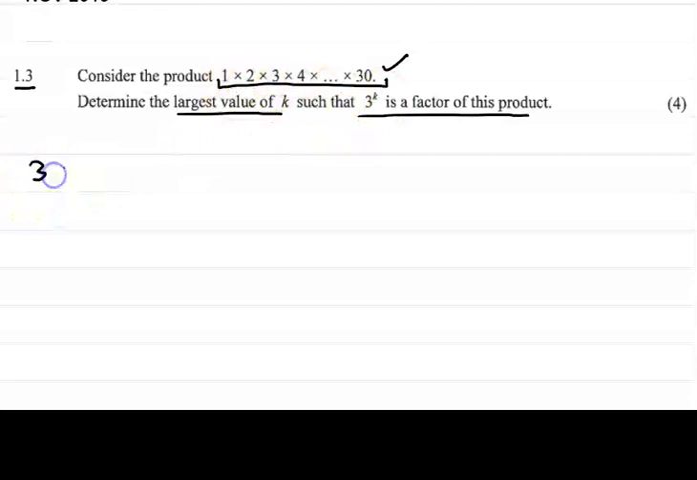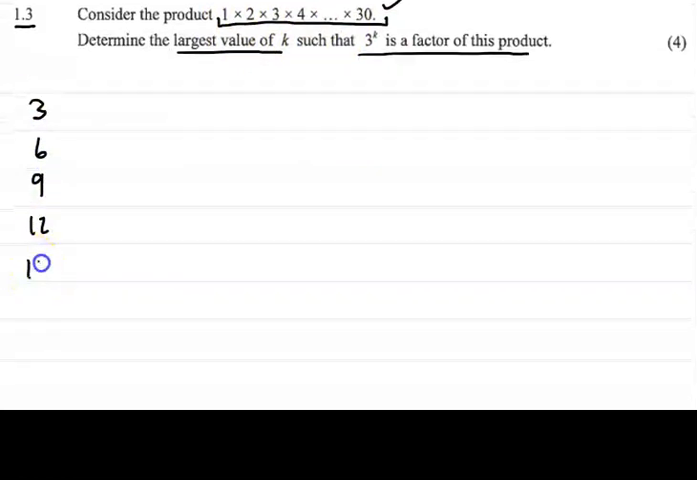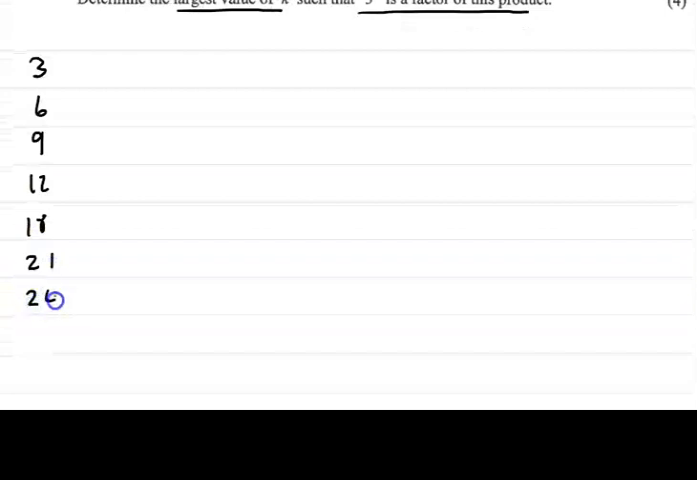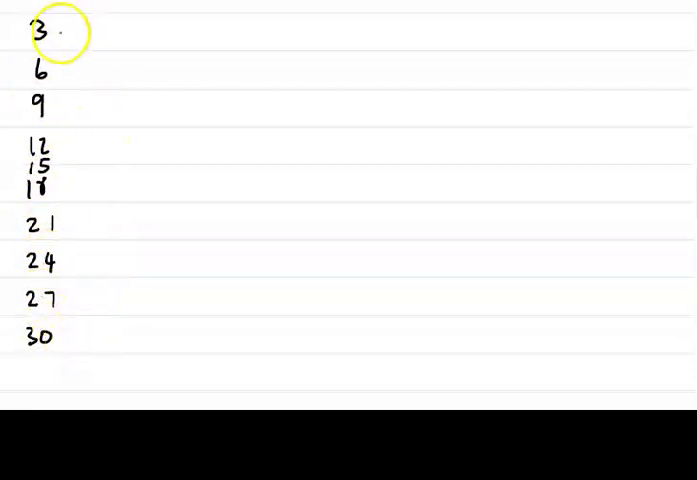So we'll start off with 3, 6, 9, 12, I think I missed out one here, 15, 18, 21, 24, 27, and 30. So what do we have here?